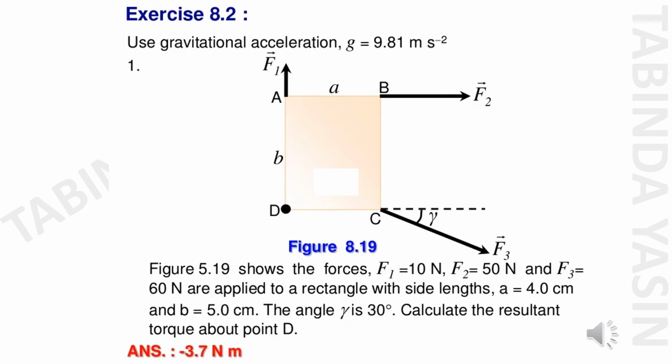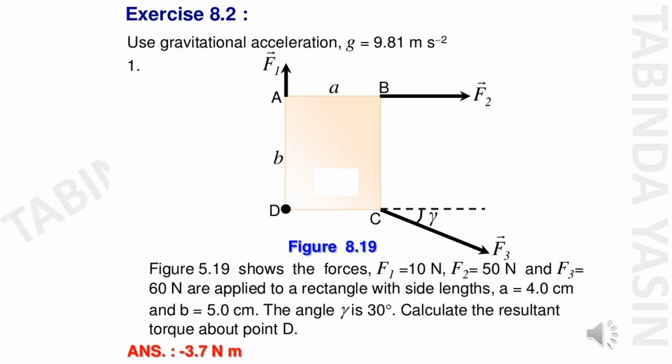Use gravitational acceleration g is equal to 9.8. We have a figure with A, B, C, D points. Length is B, width is A. The force on the vertical direction is F1, and in the horizontal direction, that is at point B, F2, and at the point C in the third z-axis, that is F3, making an angle gamma.